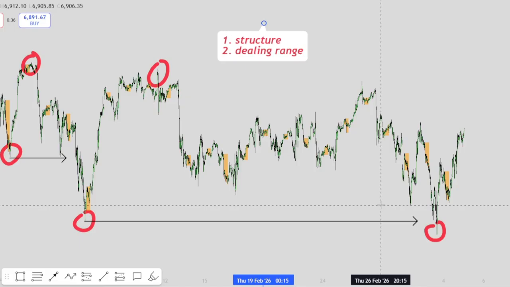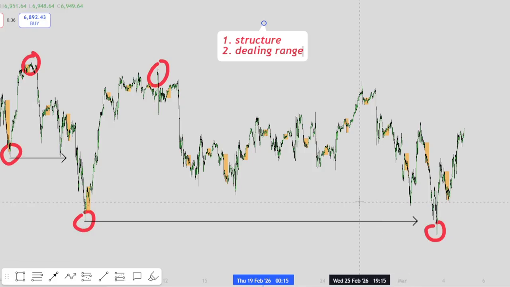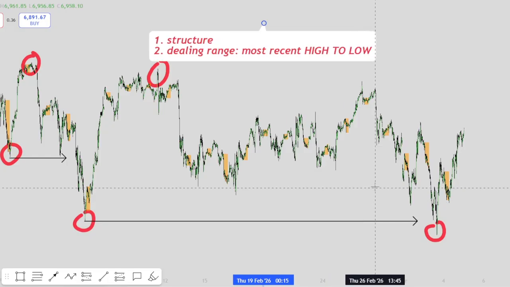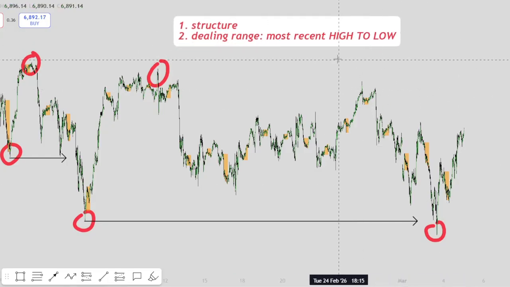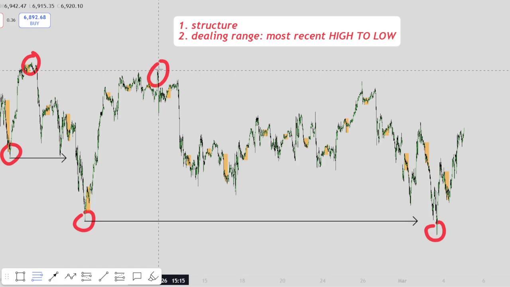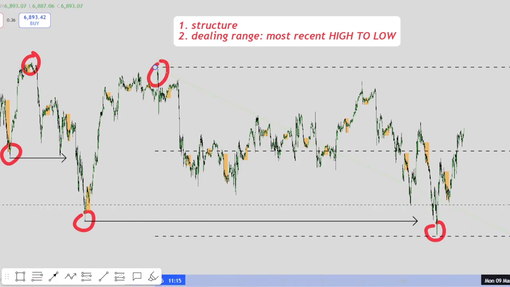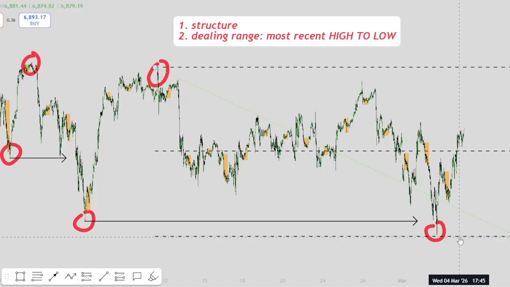After we've done step 1, you want to identify step 2, and step 2 we identify as the dealing range. The dealing range is basically the most recent high and low, the most recent high to low. This is important to understand. It is the most recent high to the most recent low. So this here is the most recent high, and this here is the most recent low. This is the structural high, this is the structural low.